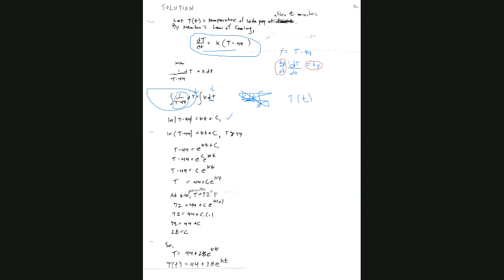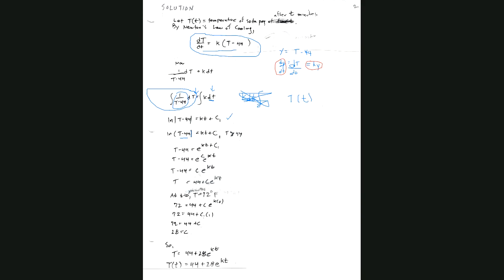And also, we can make the assumption that the temperature of the soda pop will always be a little more than 44 degrees. It's okay to make that assumption. Maybe in a month's time, the temperature of the soda pop would be 44.00001 degrees Fahrenheit. I think you see where I'm coming from here. So, okay, now we exponentiate both sides.